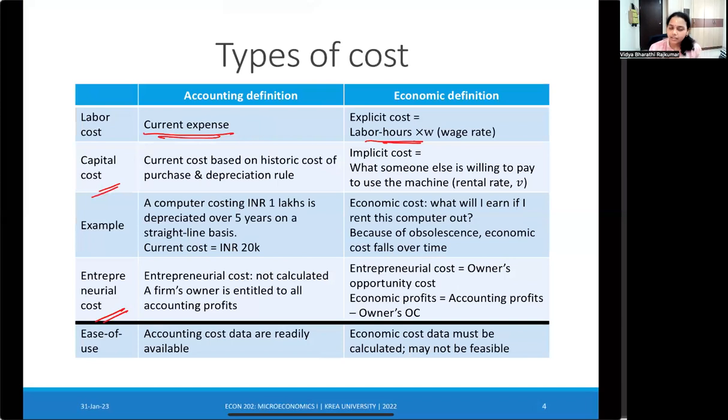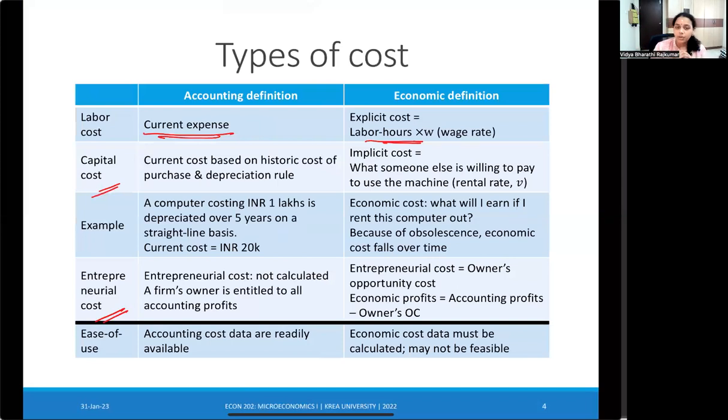The life of the asset is, let's say, 5 years. So the asset is going to depreciate over a period of time, and at the end of the 5th year, it's going to become obsolete. So what the accountant will do is take this 1 lakh and spread that amount over the life of the asset. So that's how the accounting perspective will treat this cost.